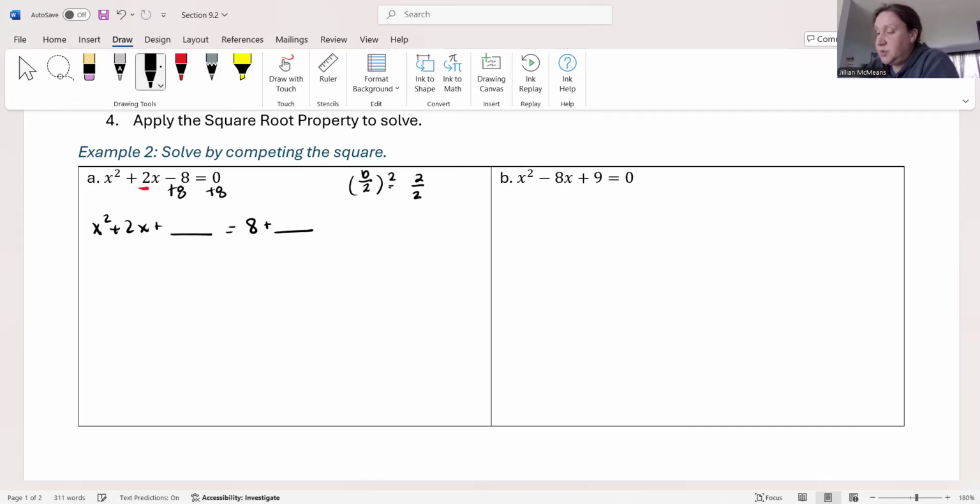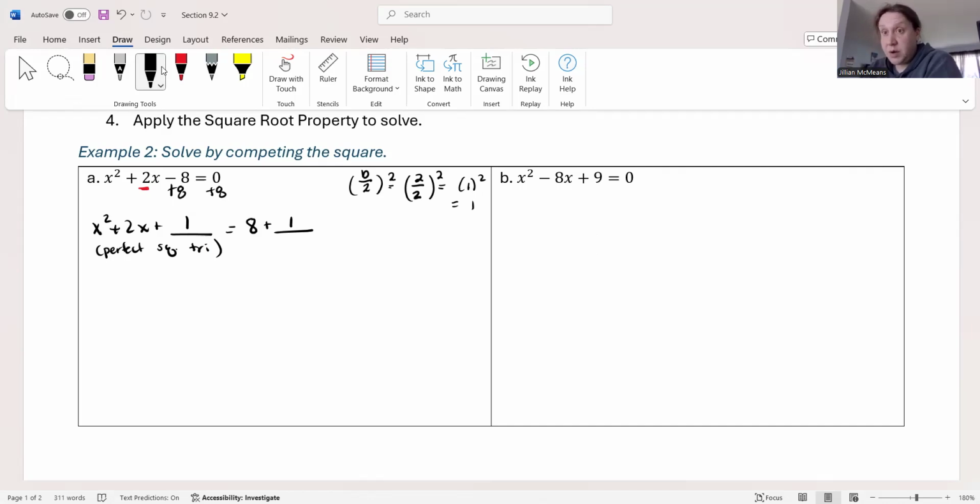So I want to take 2 divided by 2 and square it. Well, 2 divided by 2 is 1. 1 squared is 1. So I need to add 1 to both sides. Okay? Now, because I have added this very specific value to the left, that has forced this side right here to be a perfect square trinomial. Okay, and it factors beautifully.